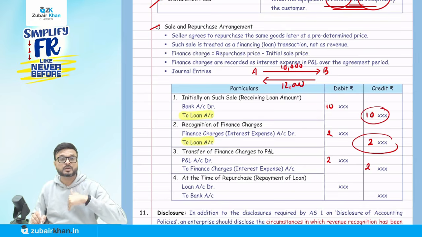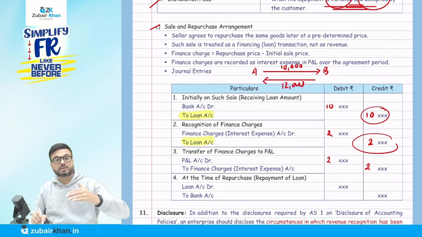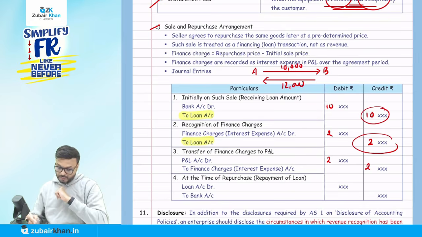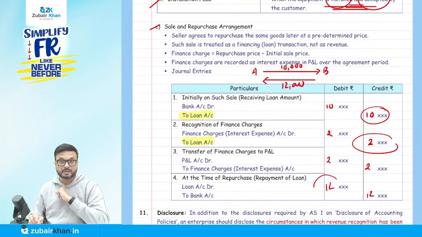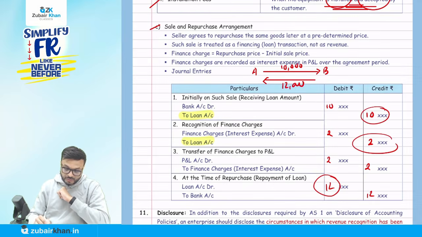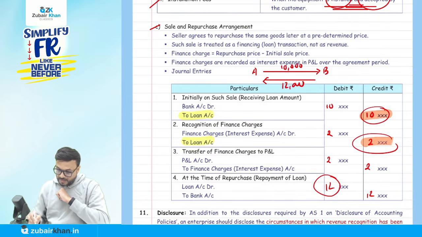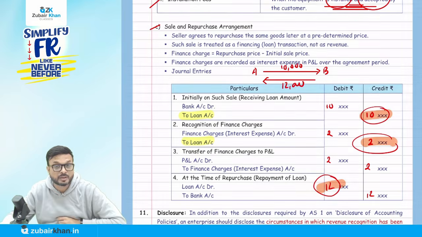Then I will repurchase the goods from you and pay you in future. It will be considered repayment of loan. So loan account will be debited by 12, and bank account will be credited by 12. You got the point now? Because what am I doing here? I'm doing an arrangement of a loan.